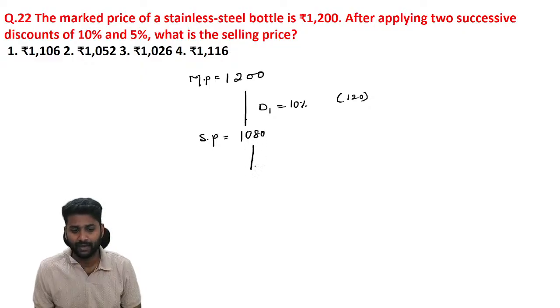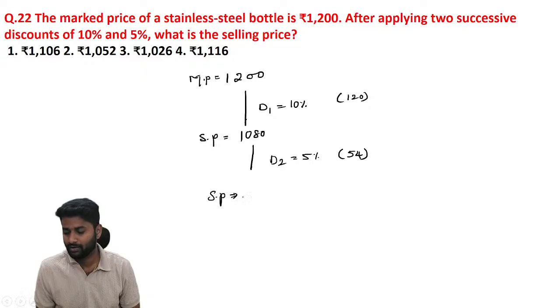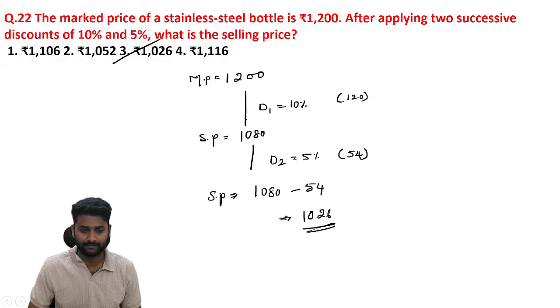1080. Again, another discount they gave as 5%, which means exactly equal to 54 rupees they got. Again they have to pay 54 less when compared to the previous price. So 1080 minus 54. Now the value becomes 1026, which is the correct answer.